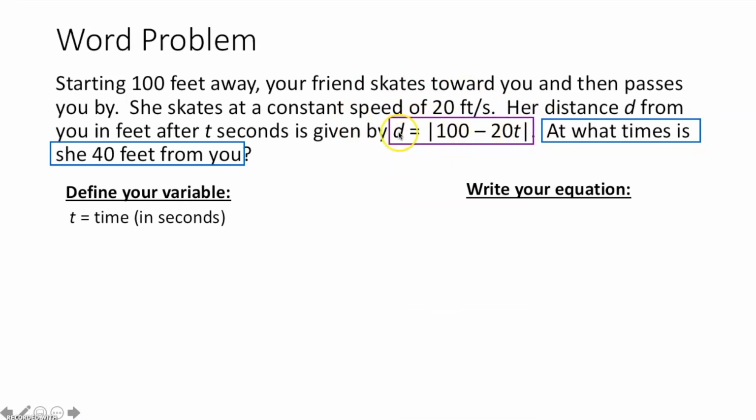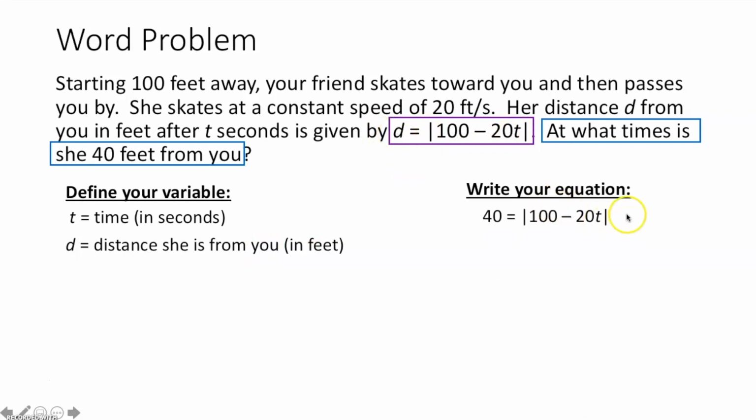Now, what's d? Well, it looks like d is her distance from you in feet. So we have another variable to define. Well, is there any way we could substitute in for that in the problem? Well, it says at what times is she 40 feet from you? So 40 feet is going to be the distance she is from you, and we're trying to figure out the times where that occurs. So we're going to plug in 40 for d here, and now we have our absolute value equation we can solve.